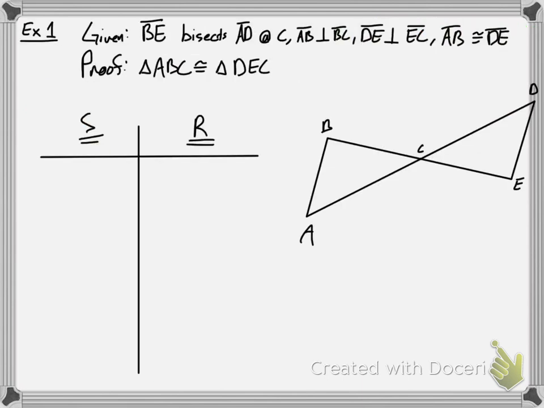All right, so let's look at a quick proof here. So in our first example, we have a lot of information that is given to us here. So I'm going to cheat, and for our statements, I'm just going to copy the given there. And the one thing that we do want to add into our picture is that last part of the given where it says AB is congruent to DE.